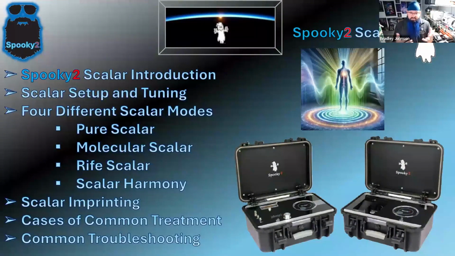I'm also going to present to you guys some information about imprinting with the Spooky2 Scalar and the things that I've learned over the last several years of using these types of systems. We're also going to talk about common case treatments, most common, not a whole bunch, but for the most part, these are the most relevant things that you'll use this type of system for with regards to trying to address your health needs. And again, at the very end, I'm going to talk about common troubleshooting and some things that I've been experimenting with regards to the Spooky2 system, and I've been seeing some tremendous results with. So let's go ahead and jump right in.